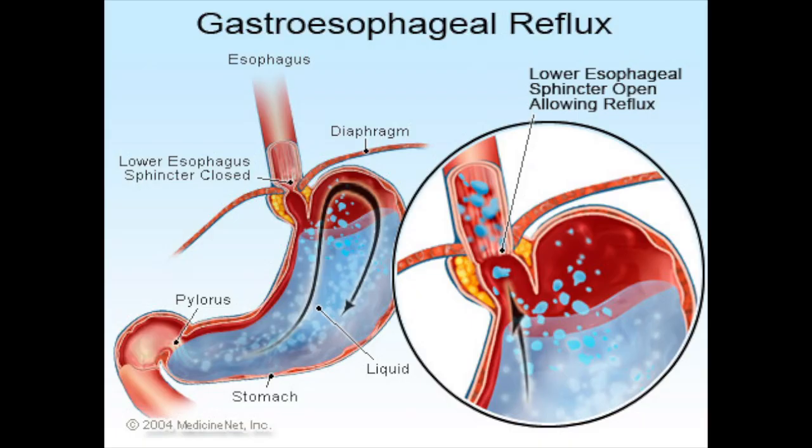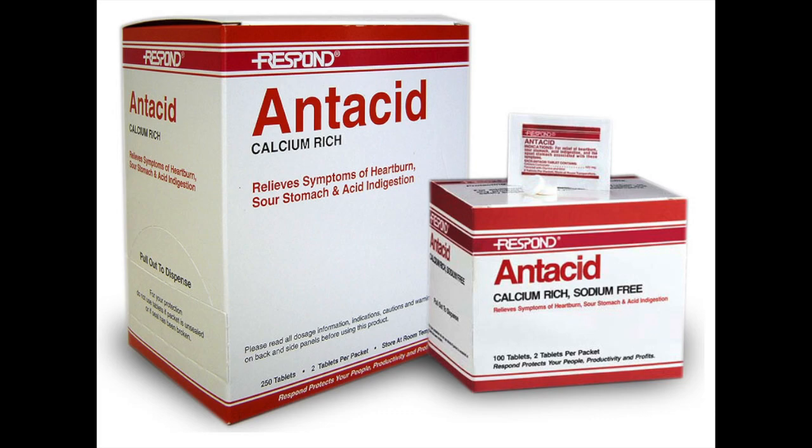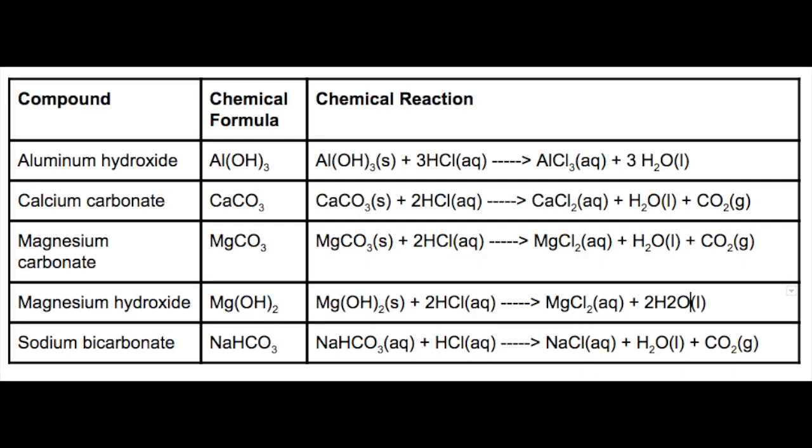Heartburn is a symptom that results when the stomach produces too much acid, which is also known as hyperactivity. Antacids are bases used to neutralize the acid that causes heartburn. Despite the many commercial brands, almost all antacids act on excess stomach acid by neutralizing it with weak bases. The most common of these bases are hydroxides, carbonates, and bicarbonates.